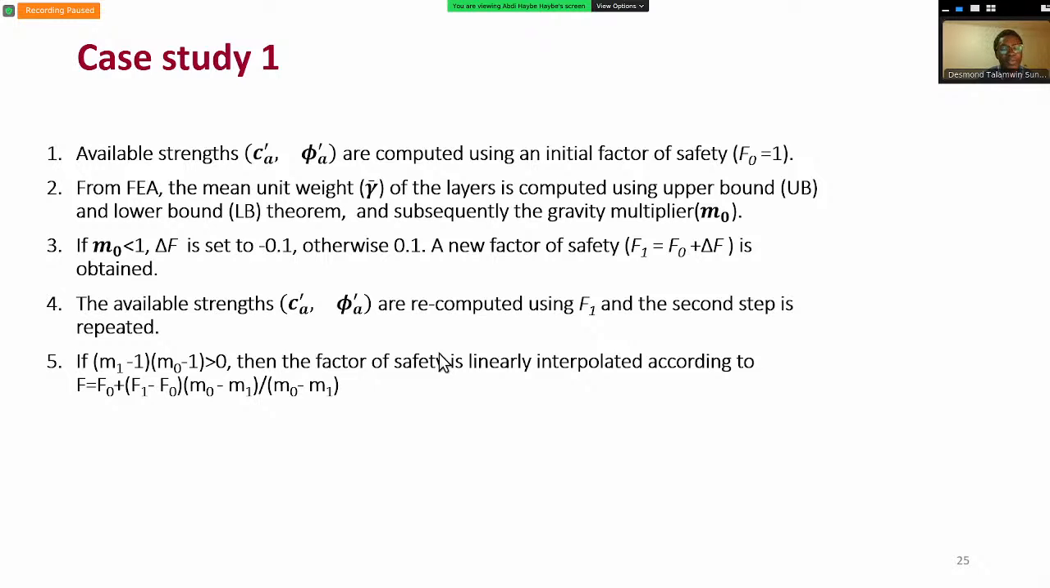So the available strength for c is now c over the factor of safety F1, not the initial factor of safety. Then the available strength phi_A is equal to the tan inverse of tan phi over F1. Then the second step is repeated. In the fifth step, if the product of M1 minus 1 and M0 minus 1 is greater than 0, then the factor of safety is linearly interpolated according to the relation given. This procedure is described in the following figure.